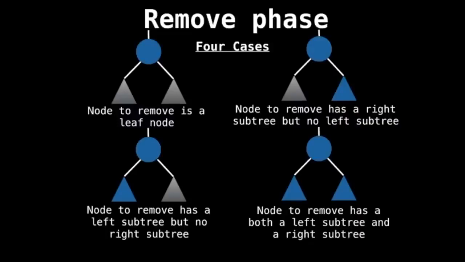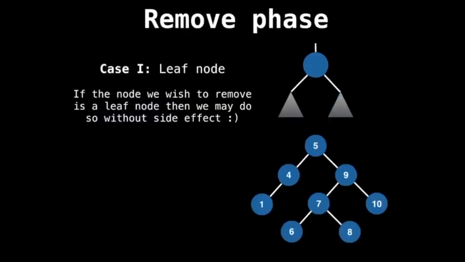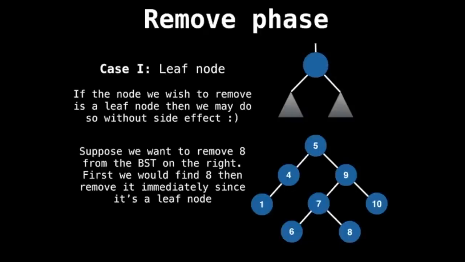We'll see how to handle all these cases. In the first case, where the node to remove is a leaf node, we can simply remove it without any side effects. The successor node in this case would be simply a null node. So suppose we want to remove node 8 from this tree. The first thing we do is find out where 8 is in the tree. So we'd go down the tree and then we'd find node 8. Then we discover that, oh, it's a leaf node, so we can just remove it, like so.